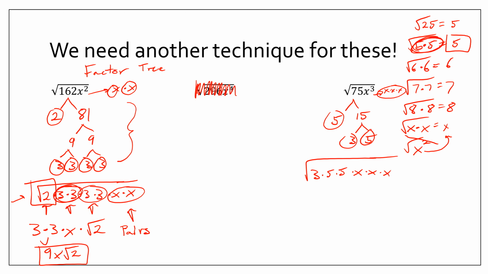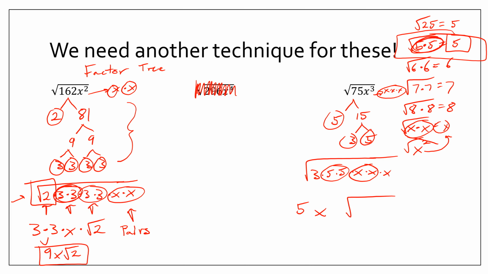And I'm looking for pairs, right? So I have a pair of 5s. The square root of 5 times 5 is 5. So it's now outside the square root. I'll write the square root over here just so we can keep things straight. The square root of x times x is just x.